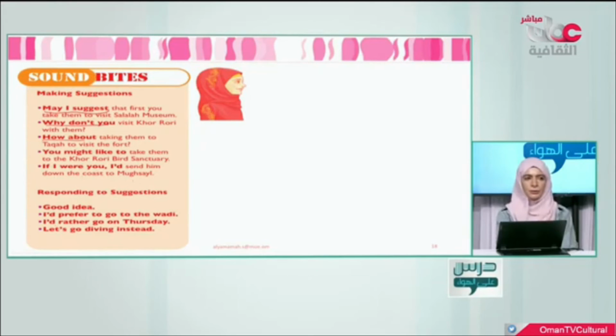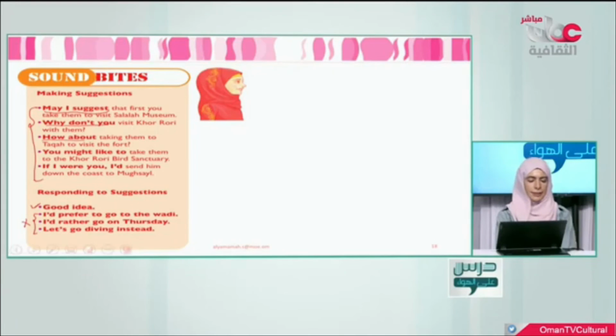How can students respond to such phrases? These are how to reflect the idea. Then how can other people respond or reply to your suggestion? By saying either to agree: good idea, yes, I agree, it will be a good idea. Then if you are not convinced with that idea, you may respond politely, saying no: I would prefer to go to the Wadi. I would rather go on Thursday. Let's go diving instead. These three items say no in a polite way.